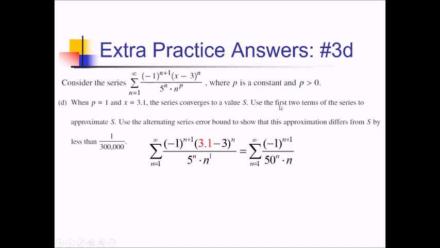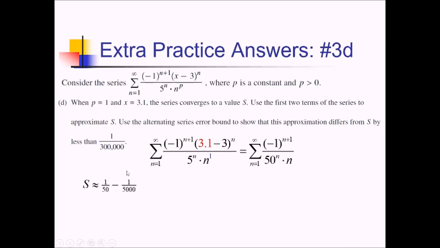So they wanted us to use the first two terms of this to approximate s. Okay, well, if we plug in 1 and 2 for n, let's plug in 1 for n to start with. So that's negative 1 to the 1 plus 1, so positive 1, over 50 to the 1 times 1, so basically 1 over 50 when all is said and done. So I'm going to say s is approximately equal to the following. Starting with 1/50th, and then if I plug in 2 for n, well, now that's going to be negative 1 to an odd power, so negative 1. And downstairs we have 50 squared, which is going to be 2,500, times 2 is going to be 5,000. So we have minus 1 over 5,000.